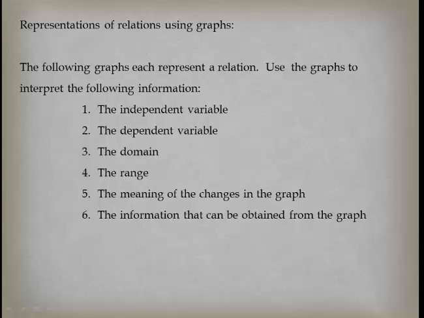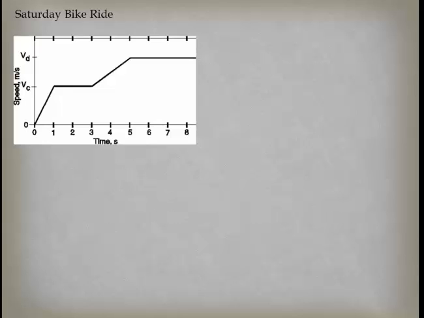Okay, so let's start. Here we have a graph representing a Saturday bike ride. So let's figure out what is the independent variable. This is the thing that there's really no control over. It'll change on its own, or we can choose it. And in this graph, the independent variable is time.